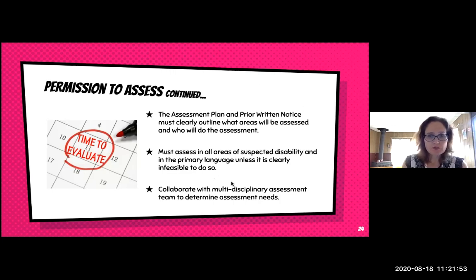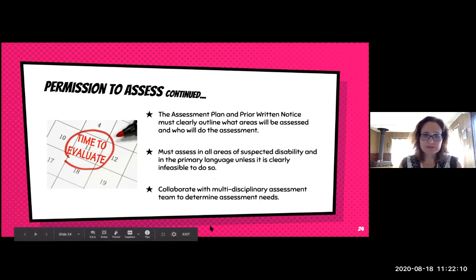So you also want to make sure that you're assessing in all areas of suspected disability and note if the student is an English language learner or not. You want to meet with the various specialists to collaborate to come up with appropriate assessment needs. You can go ahead and change the slide.